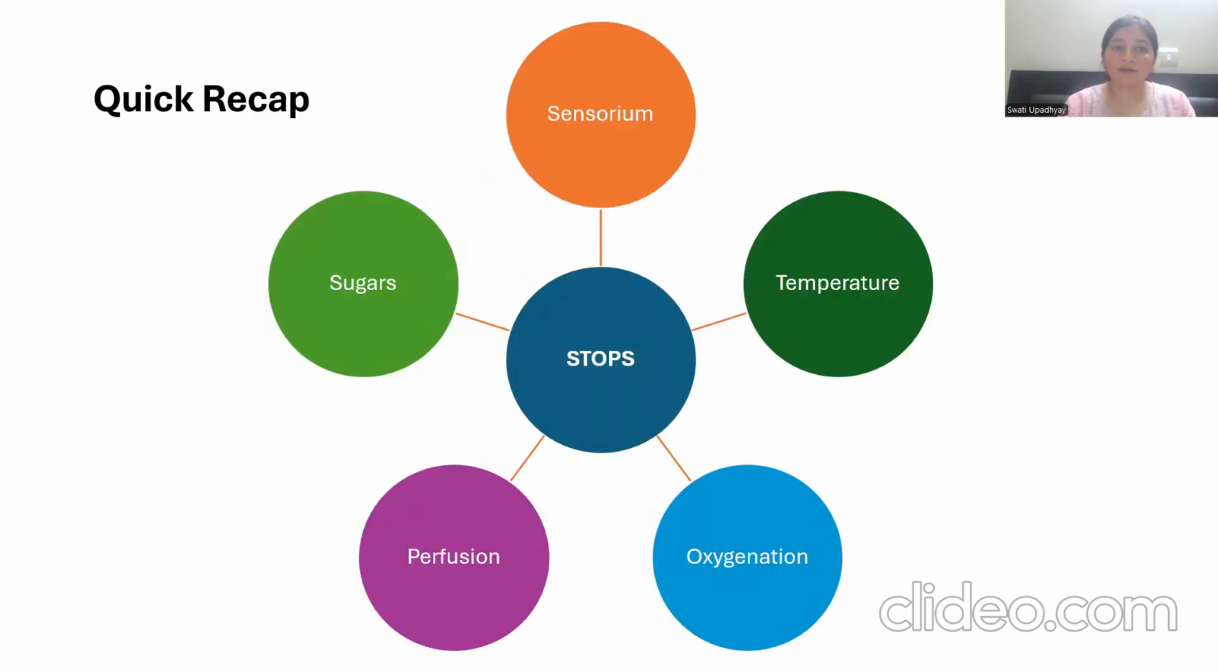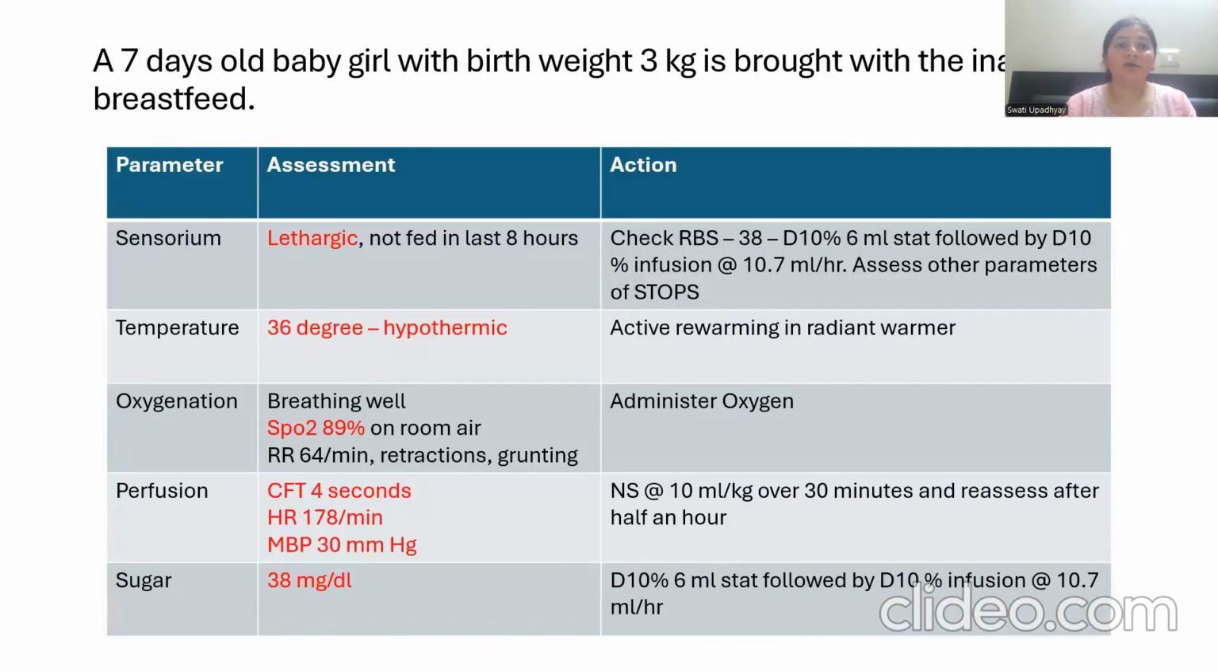So let's do a quick recap of what we have learned so far. For doing a primary survey of the baby and identification of signs of sickness, use the STOPS acronym, which stands for sensorium, temperature, oxygenation, perfusion, and sugars. Now let us quickly see an example and see how we can apply this acronym. So here is a 7 days old baby girl with birth weight 3 kg who is brought with inability to breastfeed to the ER. Now the nurse quickly does the assessment using the STOPS pathway.